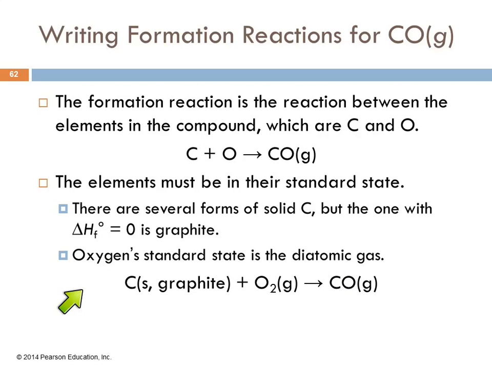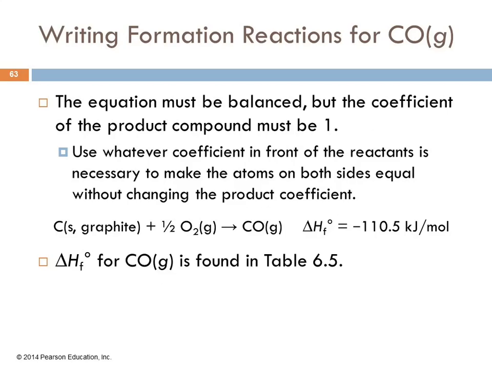This equation's not balanced, though, is it? We have to balance the equation, but the coefficient on the product, this compound that we're calculating all of this about, has to be a 1. We're making 1 mole. We're going to calculate the heat of formation that makes 1 mole of the product. In order to do that, we may have to use fractions as coefficients to get it to balance out. So 1 carbon and half of an oxygen molecule make 1 carbon monoxide molecule.